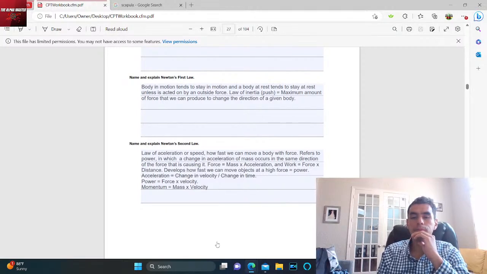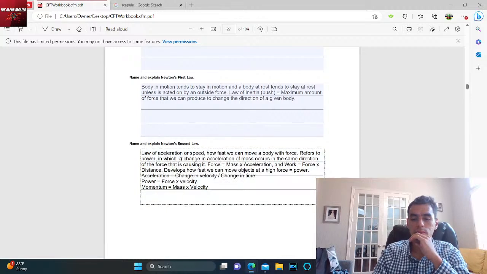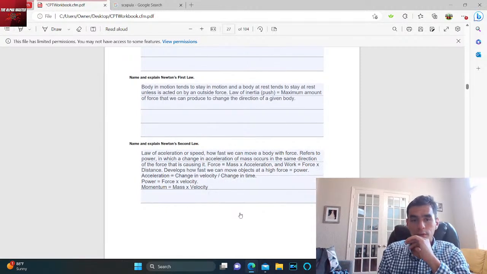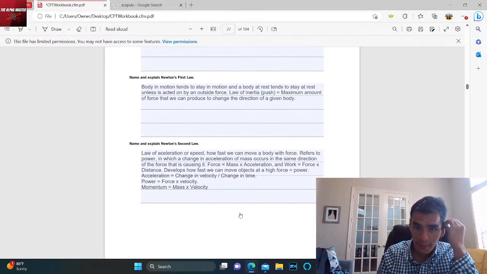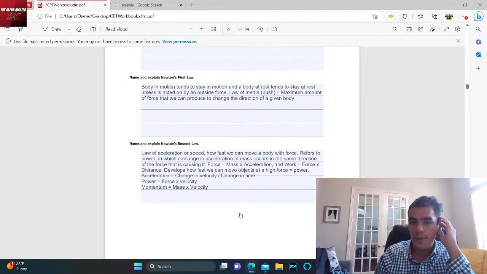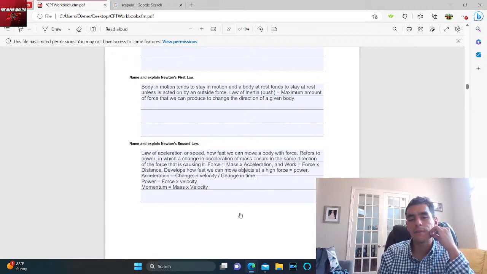It refers to the power in which a change in acceleration or of mass occurs in the same direction of the force that is causing it. So the law of acceleration or speed, how fast we can move a body with force, refers to the power in which a change in acceleration or mass occurs in the same direction of the force that is causing it.